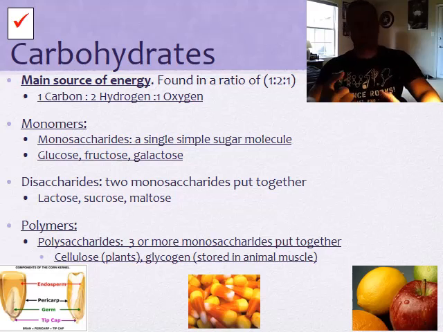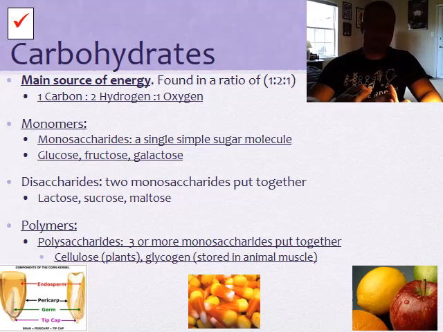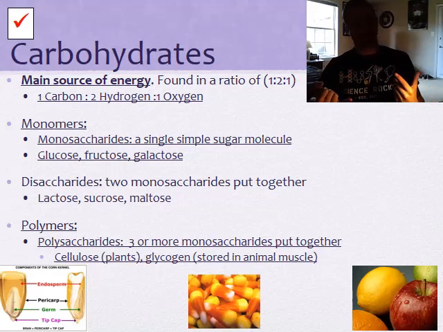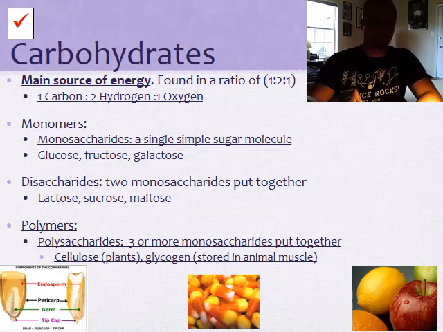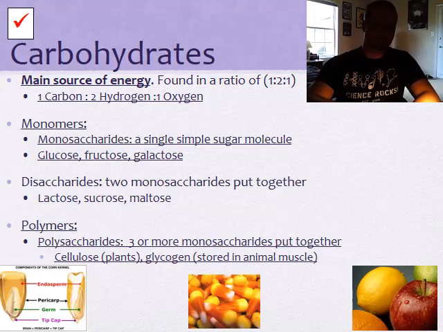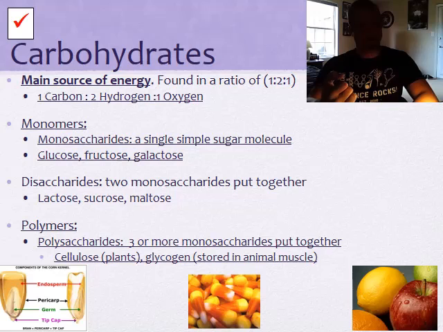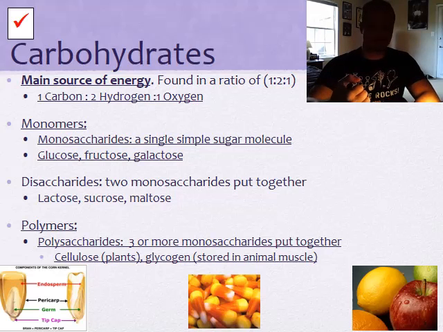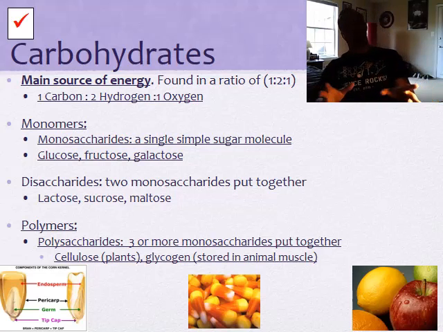Some examples include glucose, fructose, and galactose. So glucose, we're talking about simple storage of sugar in the body. Fructose, we're talking about fruit sugar. And we also have galactose. The second type are disaccharides. Di meaning 2. So disaccharides are 2 monosaccharides put together. This includes maltose, lactose, and sucrose. So lactose, milk sugar, maltose, malt sugar, and we also have sucrose.